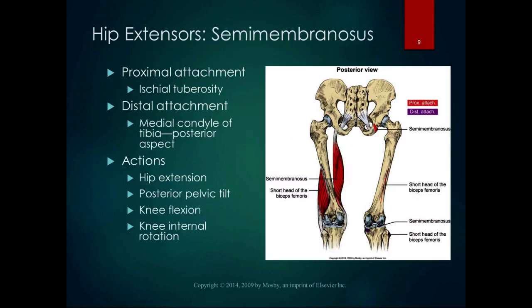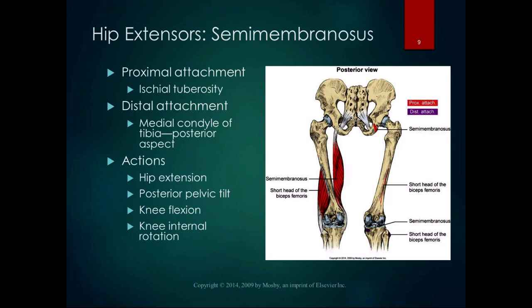The semimembranosus is the medial, deeper hamstring. Again, it originates on the ischial tuberosity. The distal attachment is the medial condyle of the tibia, the posterior aspect. It does hip extension, posterior pelvic tilt, knee flexion, and knee internal rotation, just like the semitendinosus.